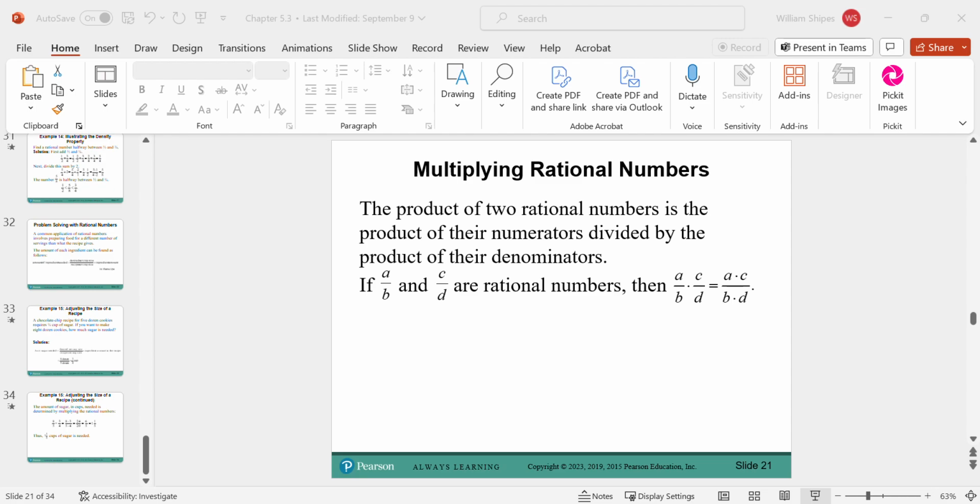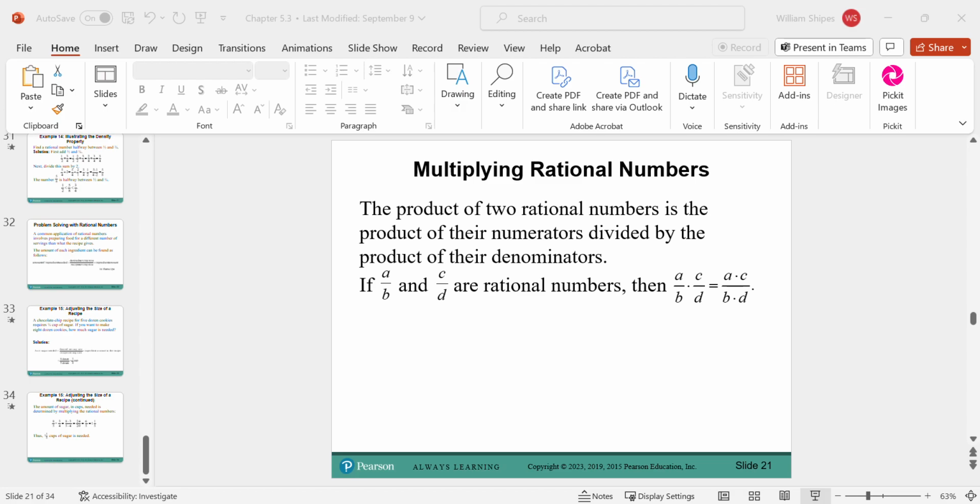So our example says multiply, if possible, reduce the product to its lowest terms. Now, what we can see with this multiplication is that negative 2/3 times negative 9/4 is equal to negative 2 times negative 9 over 3 times 4. So we're basically just multiplying across the top and multiplying across the bottom. So negative 2 times 9, 3 times 4.